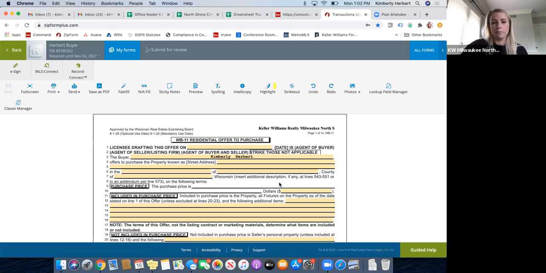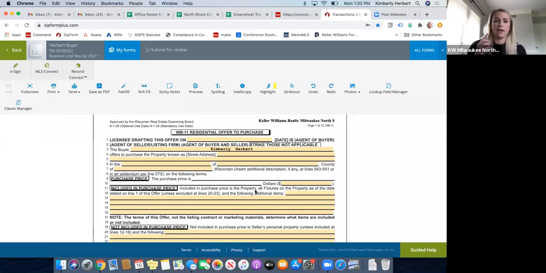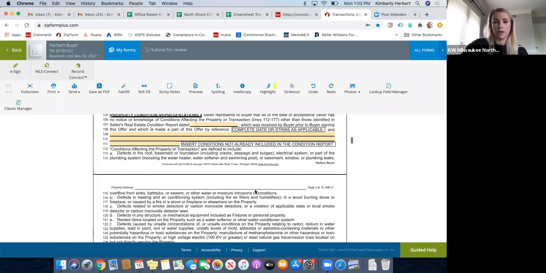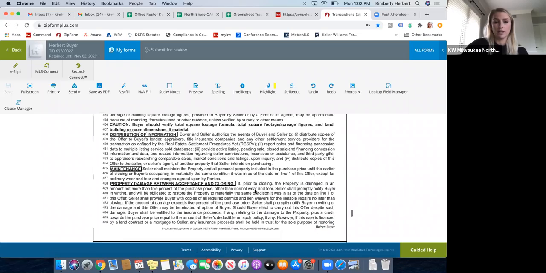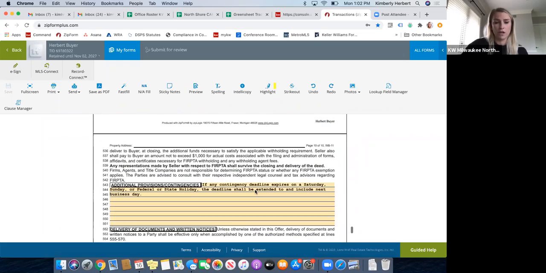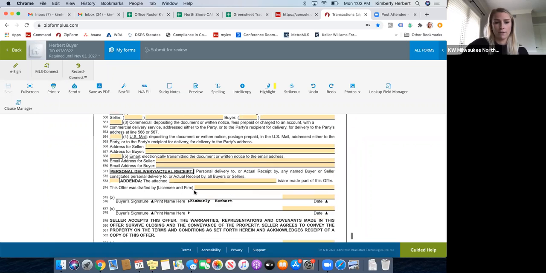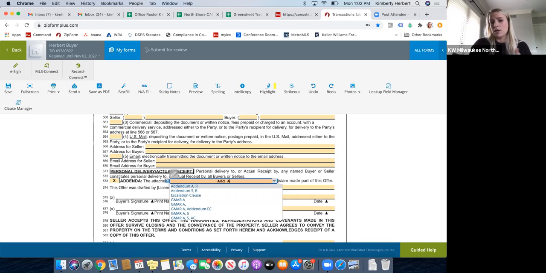So, whether you're writing a residential offer to purchase or a condo offer to purchase, I would encourage you to attach GMAR Addendum A. Any additional addenda is always attached on the last page of the offer, kind of in the middle of the page, line 573. You would check this box here and you would say the attached blank is made part of this offer. So you just write in which addendum you are attaching.